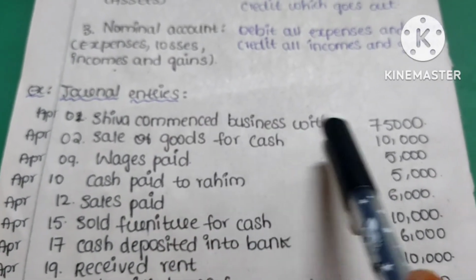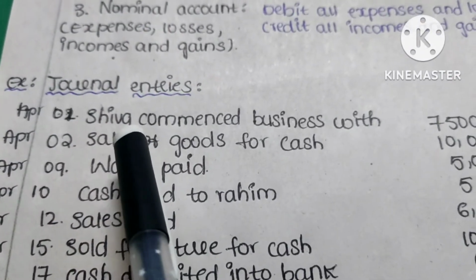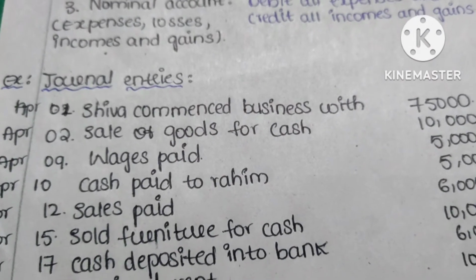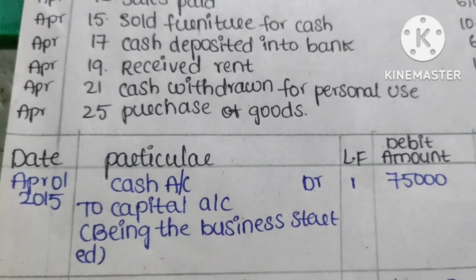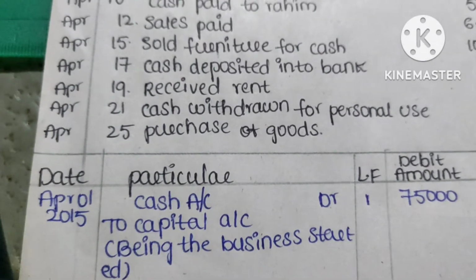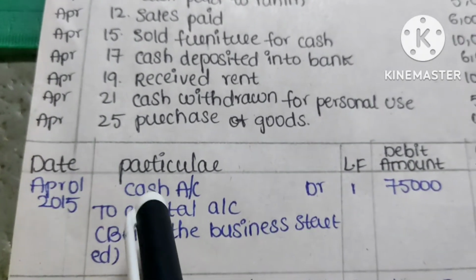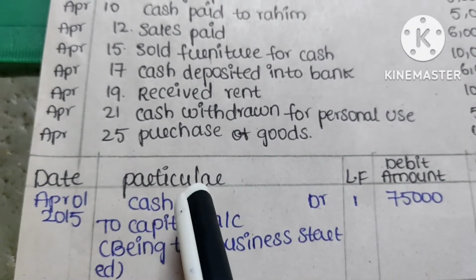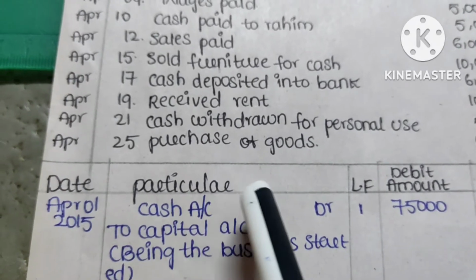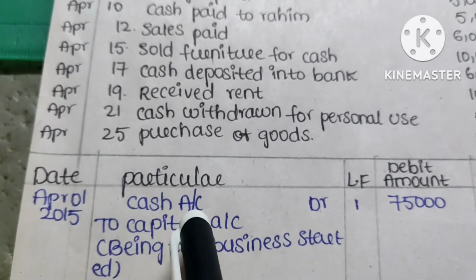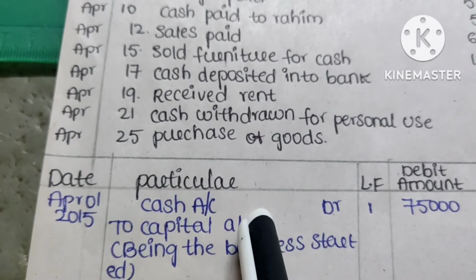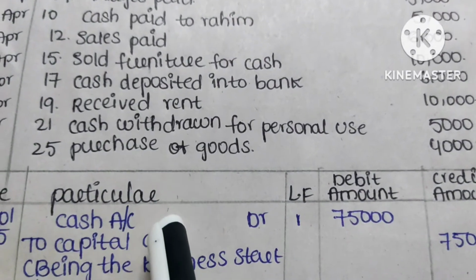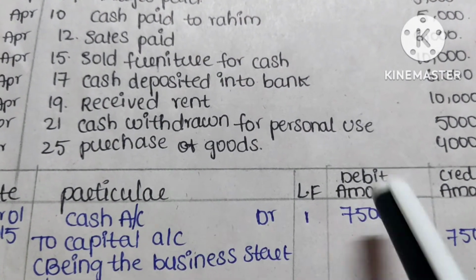Shiva commenced business with 75,000. Here Shiva is nothing but the owner, the investor of capital. He has started his business with 75,000. So how do we write this entry? Firstly, we have to enter the date, then cash account debit to capital account. Here cash account is nothing but the business account, meaning the business is receiving the amount 75,000, and the capital is given to the business account. So the creditor is the owner, and the business is debit. So first, cash account debit 75,000 to capital account 75,000.